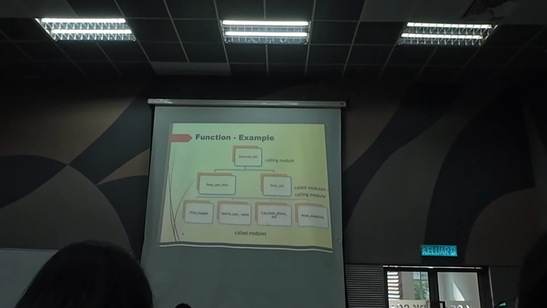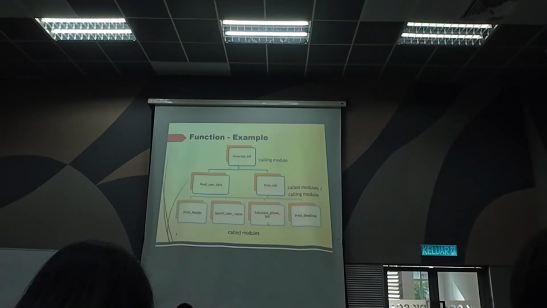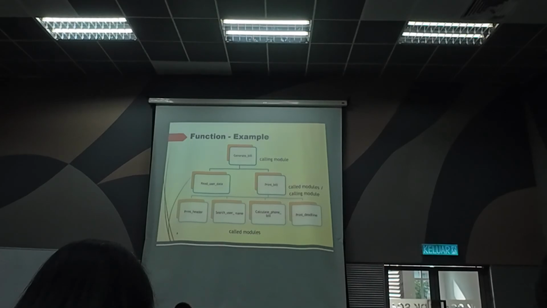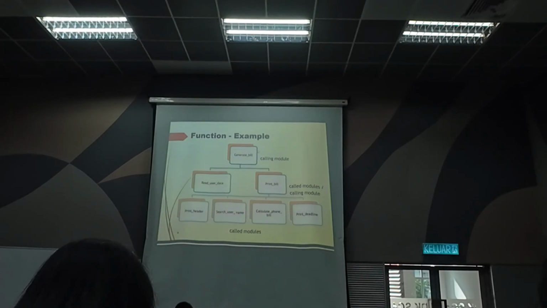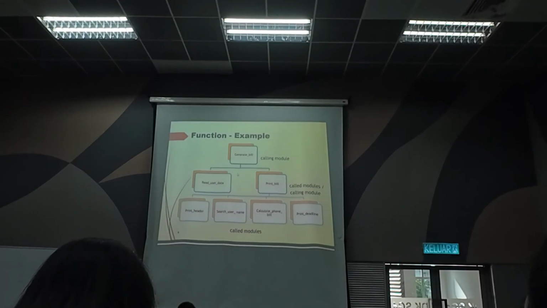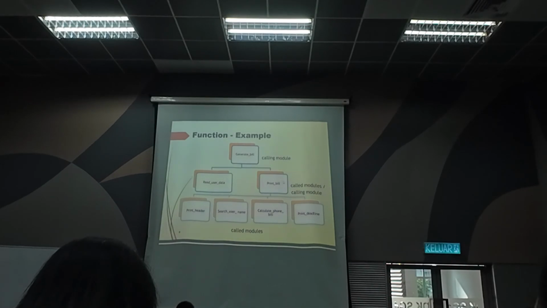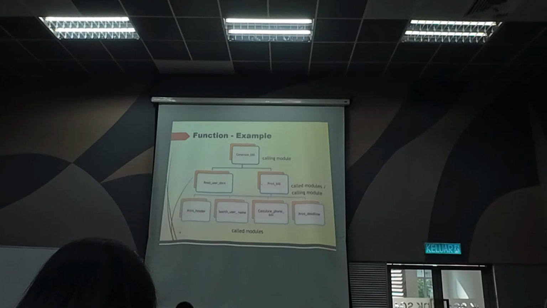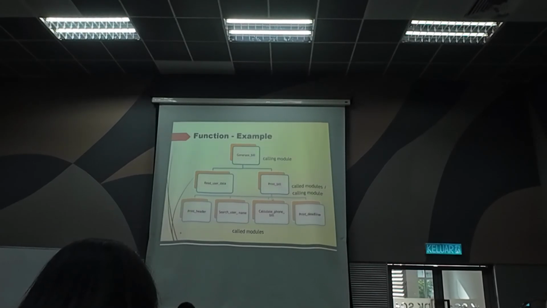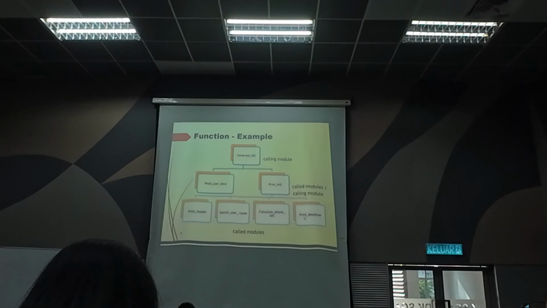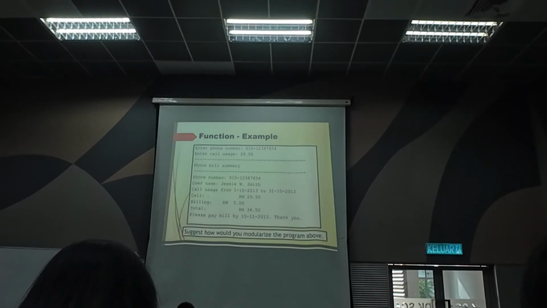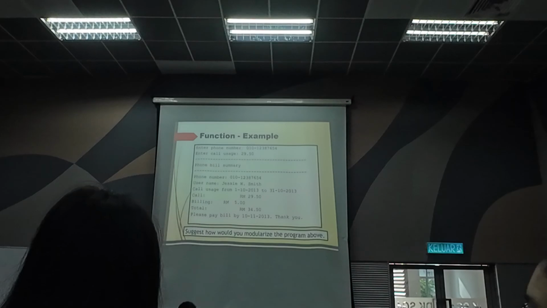If you look at this structure chart here, the main goal of the program is to generate the bill. To generate a bill, you have to call the function to read the user data, once the user inputs the phone number and the call usage. After that, you call print bill. Under print bill, I break it into 4 different modules. First, I print the header.